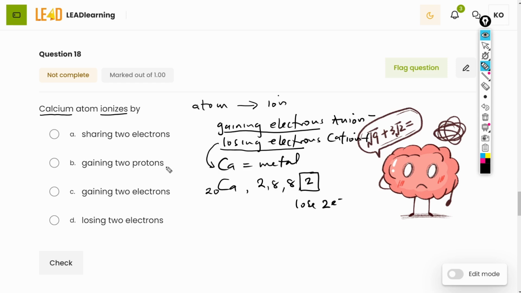So let's look at the options now. Calcium atom ionizes by sharing 2 electrons. It does not share, it's a metal. By gaining 2 protons, it cannot gain protons. By gaining 2 electrons, it's a metal. It cannot gain electrons, it can only lose electrons. By losing 2 electrons, yes, this is correct. So our answer is the option D, that calcium ionizes by losing 2 electrons.